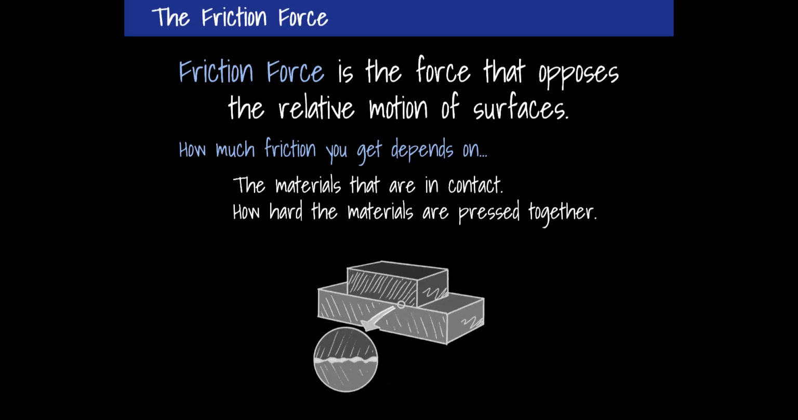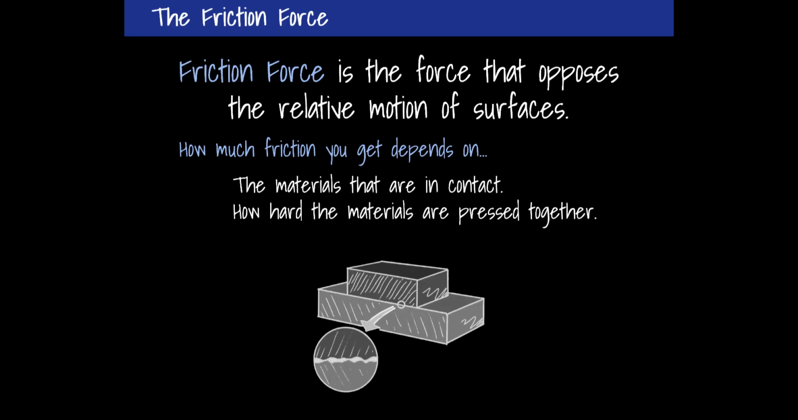But there are two kinds of relative motion. Being in contact and not sliding, friction opposes cutting loose and sliding. And then there's the situation of actually sliding. Friction opposes that by trying to stop that motion. Friction force is the force that opposes the relative motion of surfaces. How much friction you get in any given situation depends on two things.